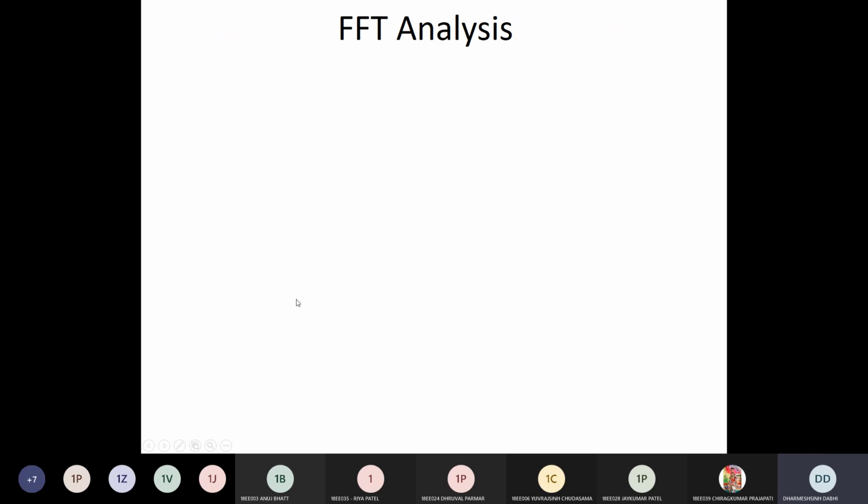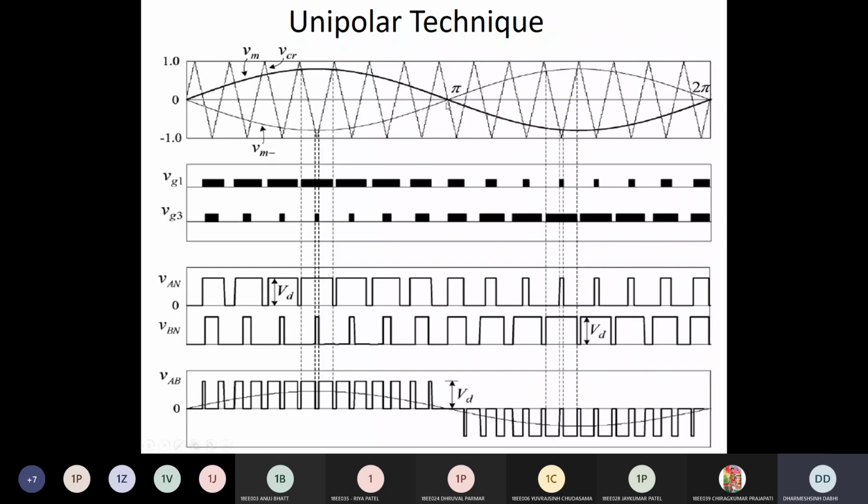Now, this negative reference signal, you can see here with 180° phase shift, and the triangle. If you compare both these waveforms, again the logic is the same. When your sine wave is greater than this triangle, you can see that between these two points the sine wave is greater than this triangle wave. So at that time, generate the gate pulse. This one is called VG3.